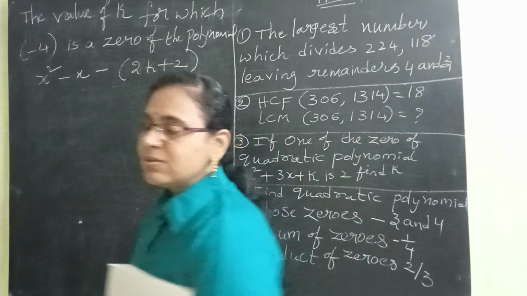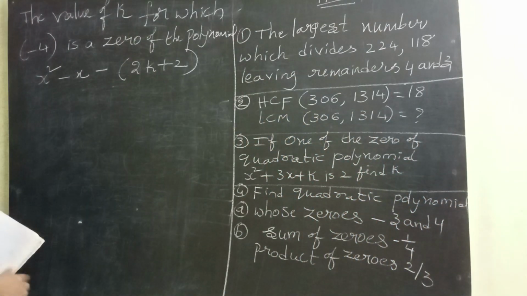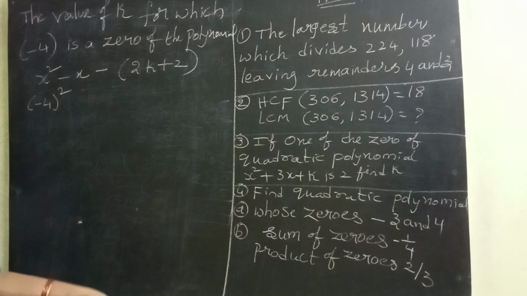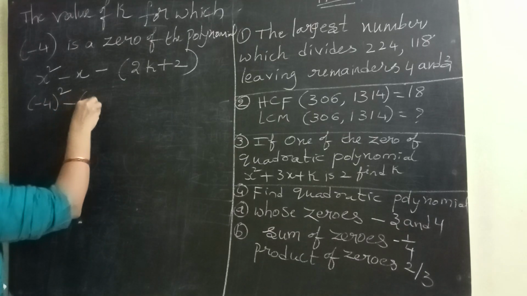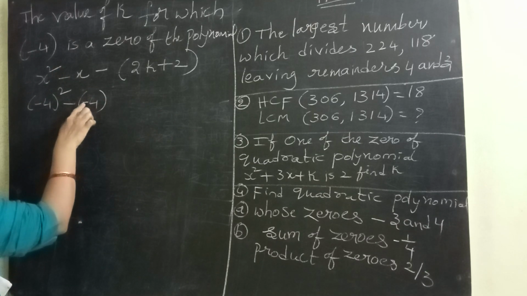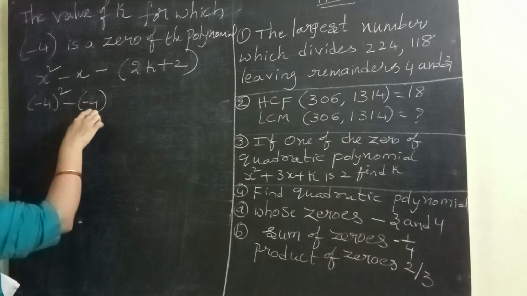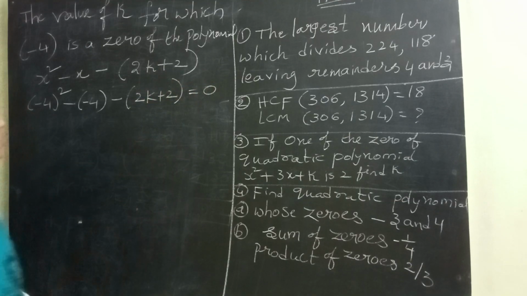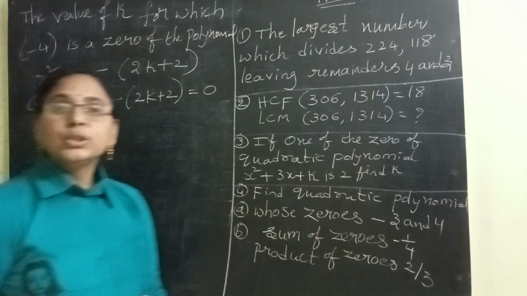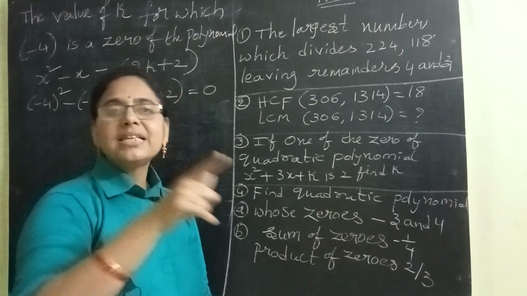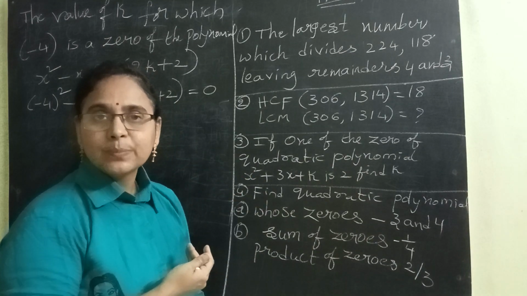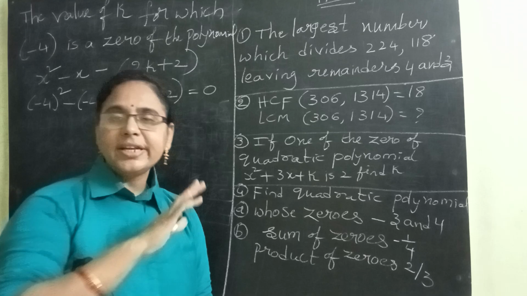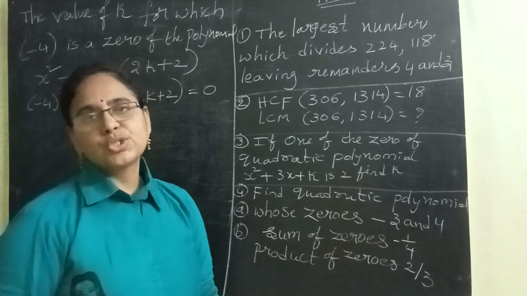Now what can we do? We have to substitute x as negative 4. Substitute negative 4 square, minus of x means minus of negative 4. Here minus is there, don't leave this one. Why? Because x value is negative 4. Minus 2k plus 2 is equal to 0. Why did I keep it equal to 0? Zero of the polynomial means the answer is 0 when you substitute negative 4 in the x place.